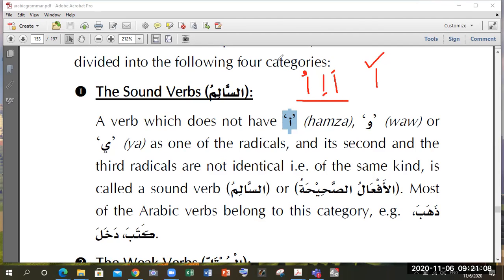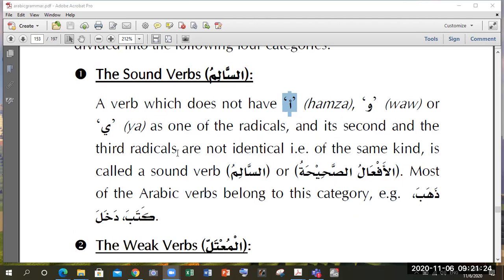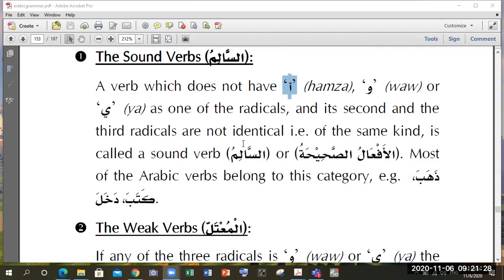Okay, so now let's start again. If there are 3 letters in a verb, none of them is either hamza or waw or ya as one of the radicals, and its second and third radicals are not identical. For example, madad. What does madad mean? Help. The root letters are mim, dal, dal, madad. Now the second and third letters are repeated, identical, meaning same. So this is the case. If the second and third radicals are not identical, then this will be a sound verb.